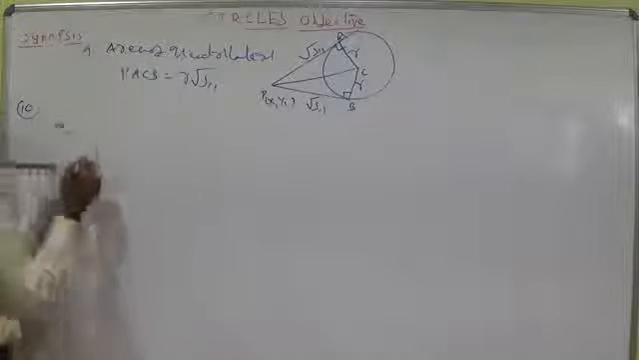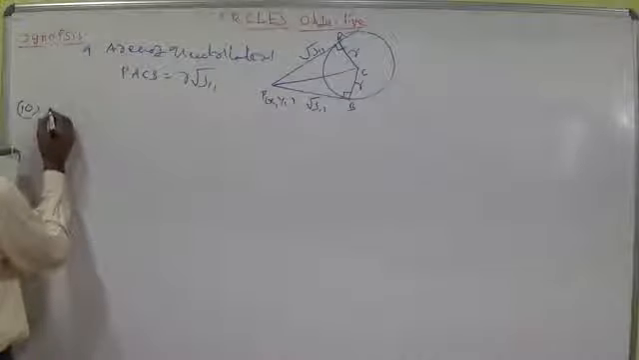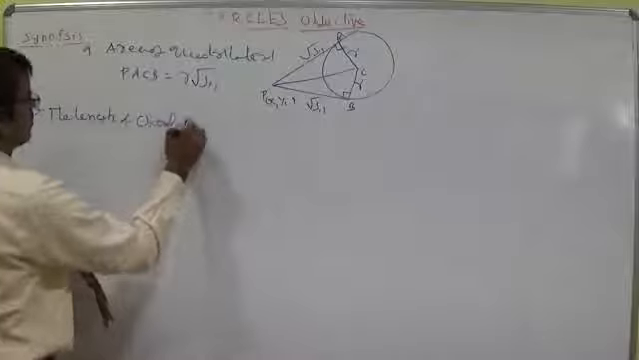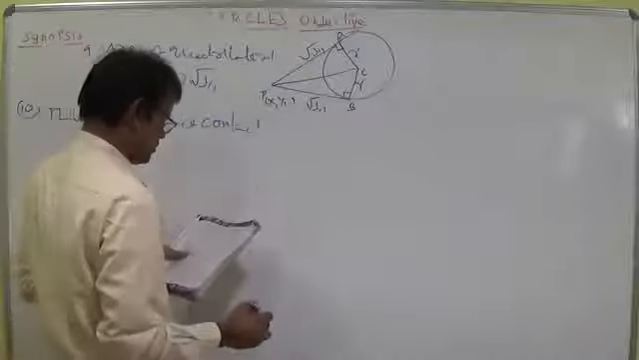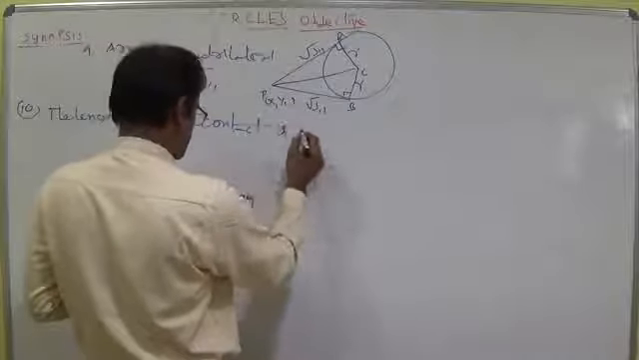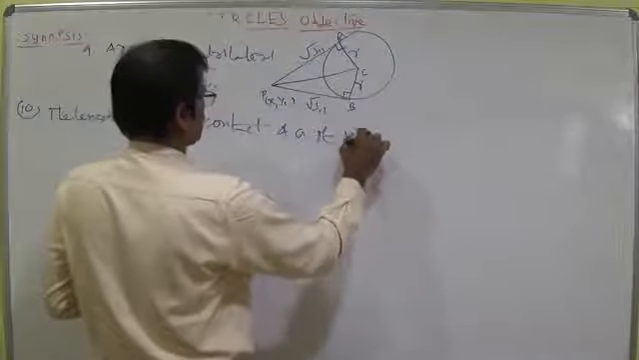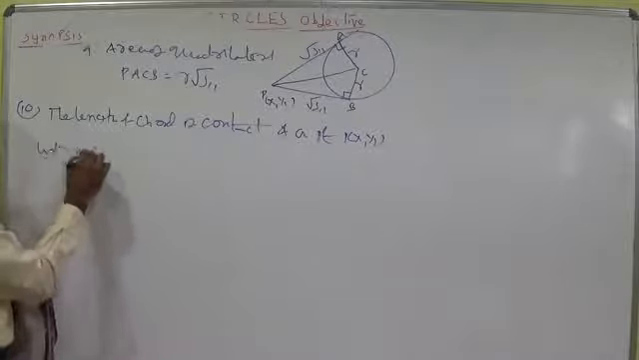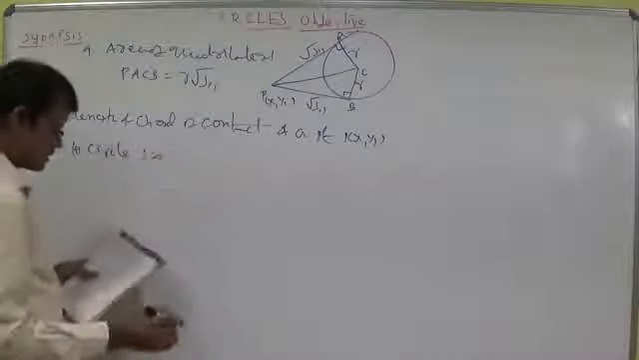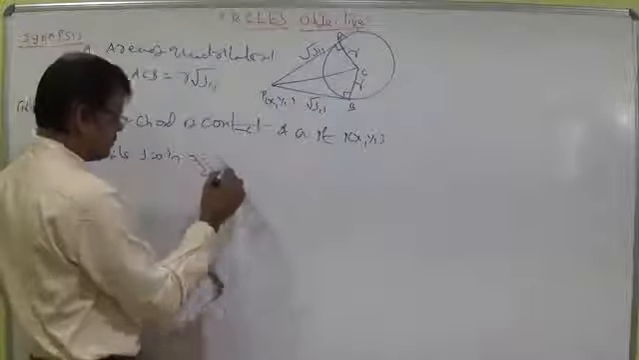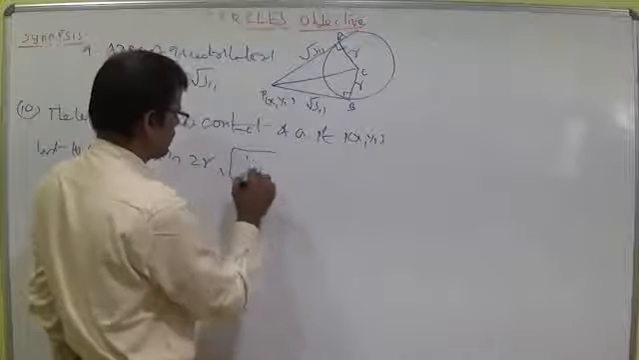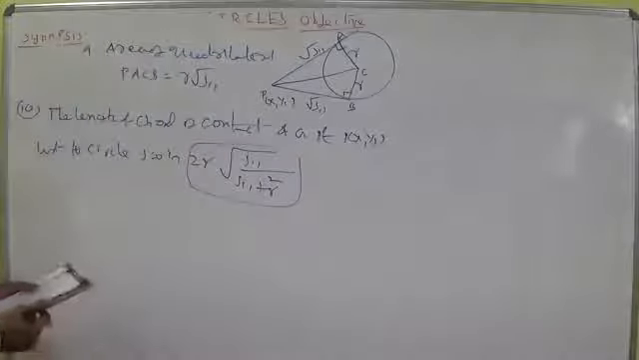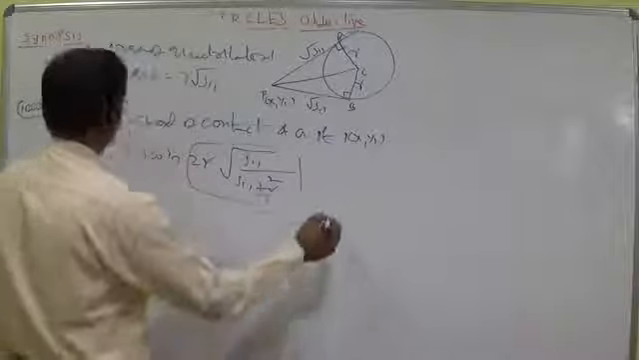This is 9th formula. In the similar way, 10th formula, we can say that the length of chord of contact of a point P(x1, y1) with respect to circle S equal to 0 is 2r into root of S11 by (S11 plus r square). 2r into root of S11 by (S11 plus r square) depends upon this one.